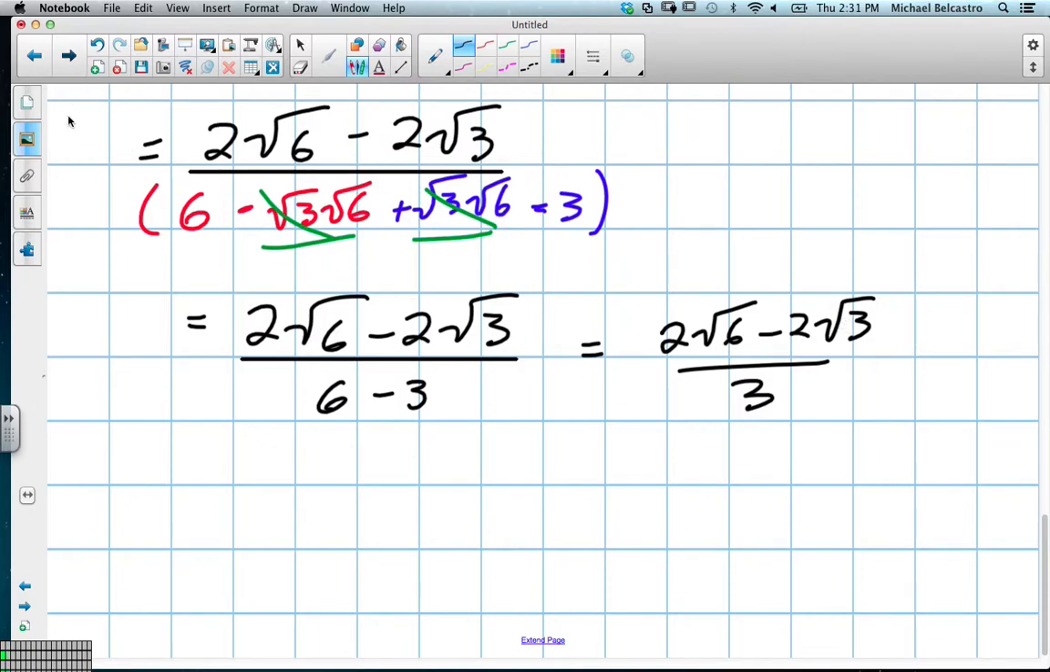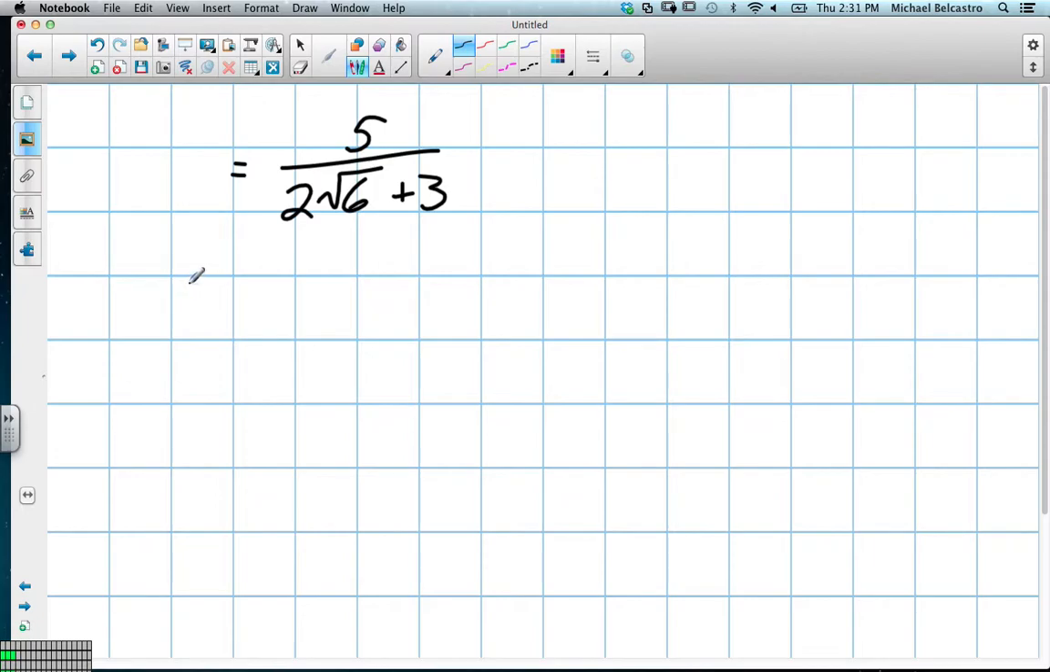And finally, our last question here. We're going to rationalize this denominator. Now this one's a little different from what we were looking at. It does have a value here. And what we're going to do is, like I said before, if we're unsure what to multiply by, just multiply by the entire denominator with a different sign. So here we're going to multiply by 2 root 6 minus 3.